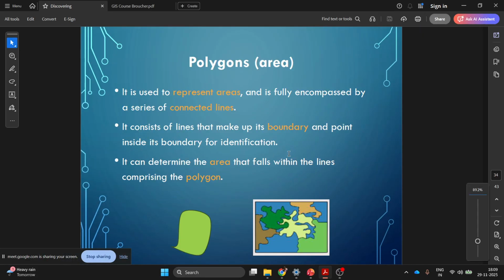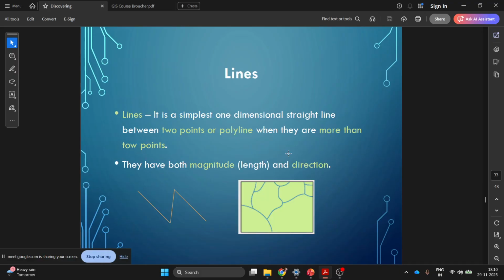So the next type of data is line data. A line is the simplest one-dimensional straight line between two points, when we connect two points, the line comes, right? It can also be a polyline. When two or more lines get connected, it is called a polyline. Here you can see there is one point over here, two points, three points, and four points. So many points can be there in the case of lines. They have both magnitude, that is length, and direction.